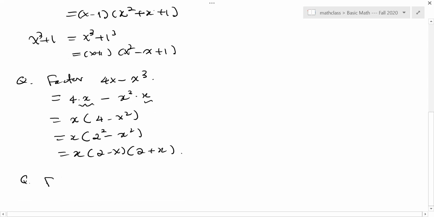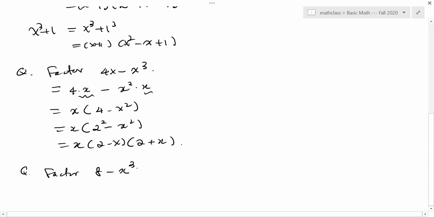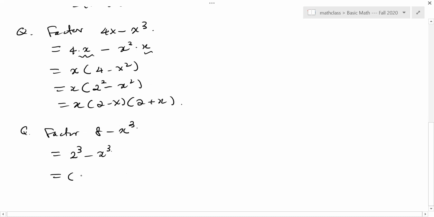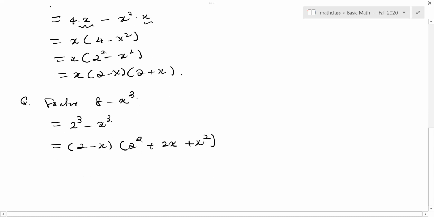And similarly, if you want to factor 8 minus x cubed, can you do that? 8 minus x cubed can be 2 cubed minus x cubed, and then you use the above formula. It'll be 2 minus x times 2 squared plus 2x plus x squared. So 2 squared is 4. Okay, let's do the next problem.